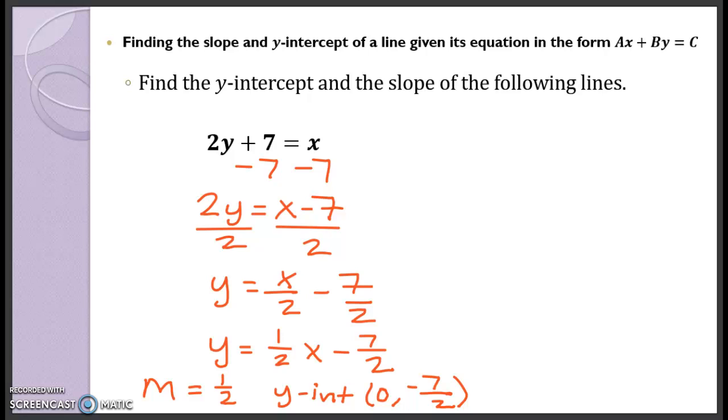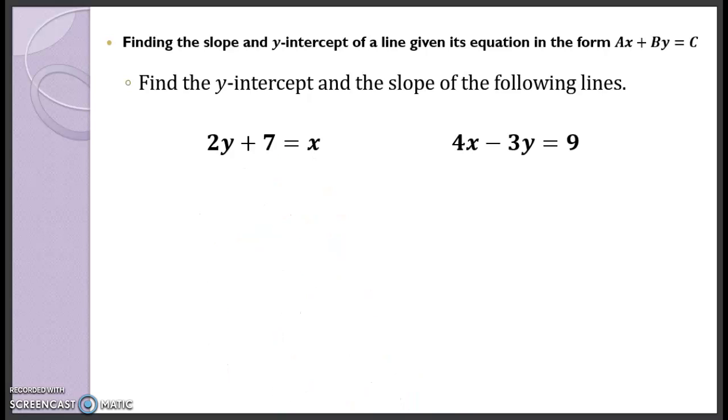Actually, before I end, I would like to go over one more example of this topic, and that is if we have x on the other side with the y. Very similarly, all we're going to do is we're going to get y by itself by subtracting 4x. Then we'll have -3y equals 9 minus 4x on that right side.